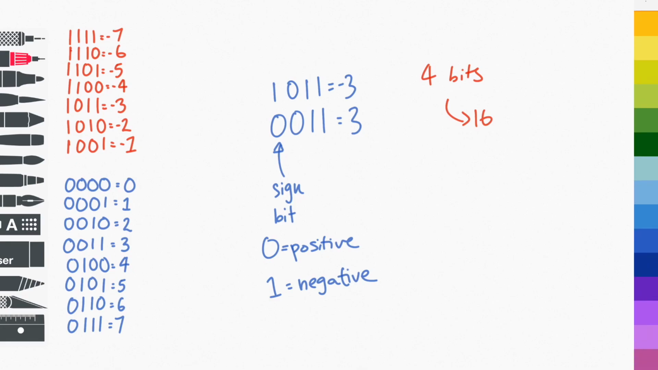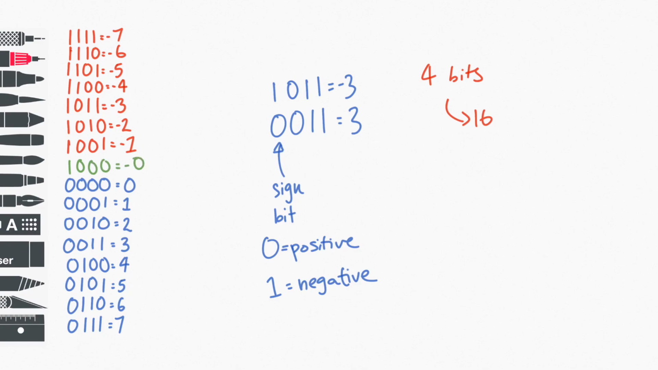Well, scientists didn't really know what to do at that time, and they just made a negative 0 as 1000, and they just set it to negative 0.